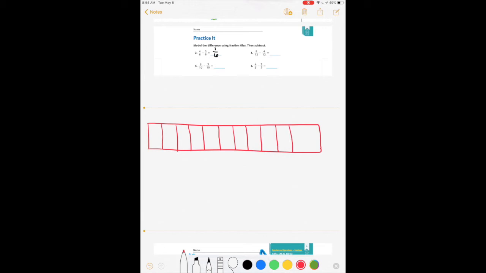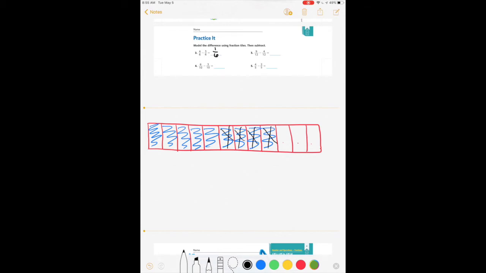Now, how many pieces am I going to color in? 1, 2, 3, 4, 5, 6, 7, 8, 9, 10, 11, 12. Perfect. How many pieces am I going to color in at first? 9. 1, 2, 3, 4, 5, 6, 7, 8, 9. Now, how many am I going to take away? 4. 1, 2, 3, 4.